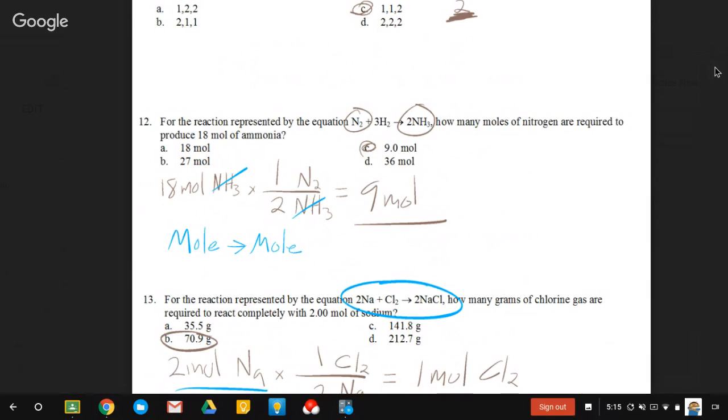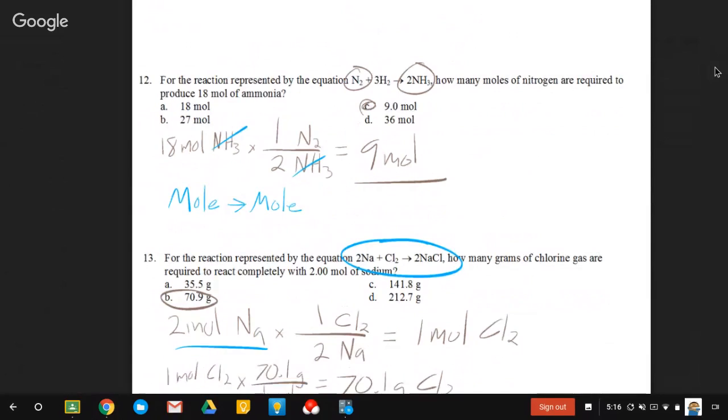I put N2 on the top because they're asking how many moles of nitrogen in the question. So I'm converting to nitrogen from whatever number they give me. They give me 18 moles of ammonia. I got to convert that to whatever moles of nitrogen. So nitrogen on top, ammonia on the bottom, cancel out, knock out ammonia. Take 18 times 1, which is just 18, divided by 2. That gives you 9. There's your answer.